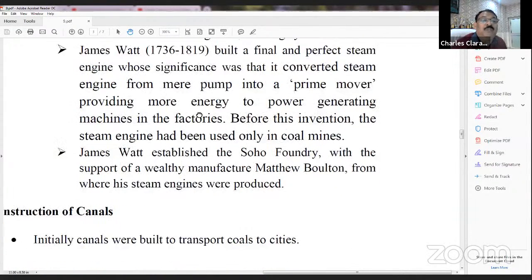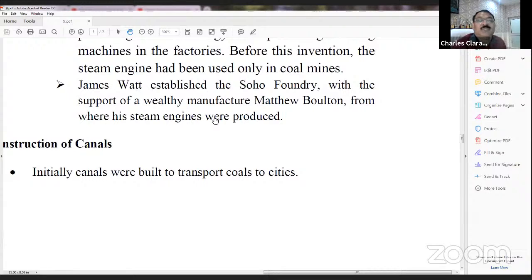Now, a very important person is James Watt. He established the Soho Foundry, and with the support of wealthy manufacturers, people started investing. Got it? Investment is very important. Matthew Boulton, from where his steam engines were produced. He started mass producing steam engines, which helped again in the growth of the Industrial Revolution. All these factors helped in the growth of the Industrial Revolution.